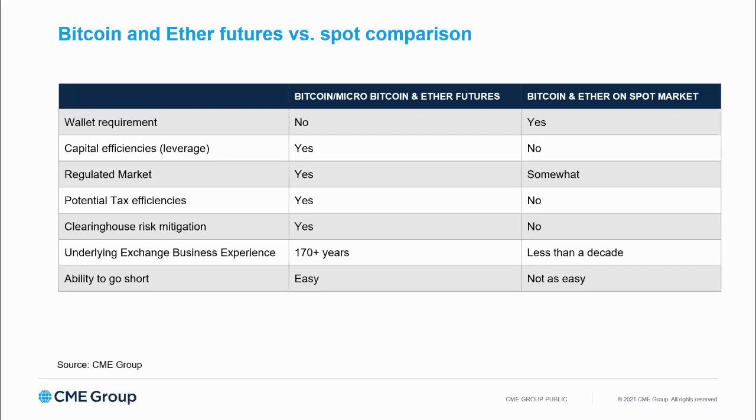And then the ability to go short on the CME Group crypto futures is easy. It's just like any other futures contract. You can go short just as easily as you go long. You just sell the contract rather than buy. When you compare that to the spot market, it's not as easy to go short in that market.